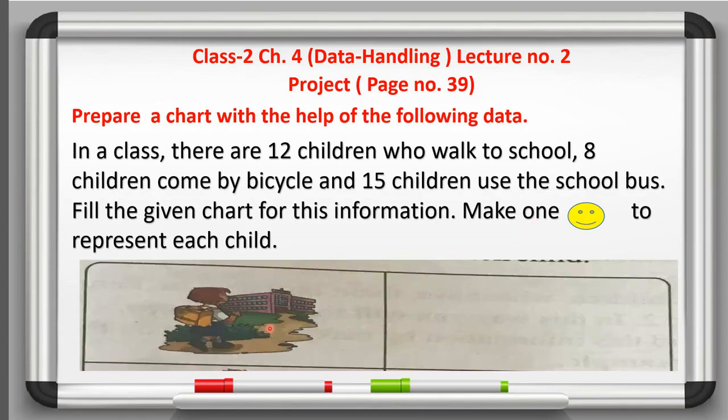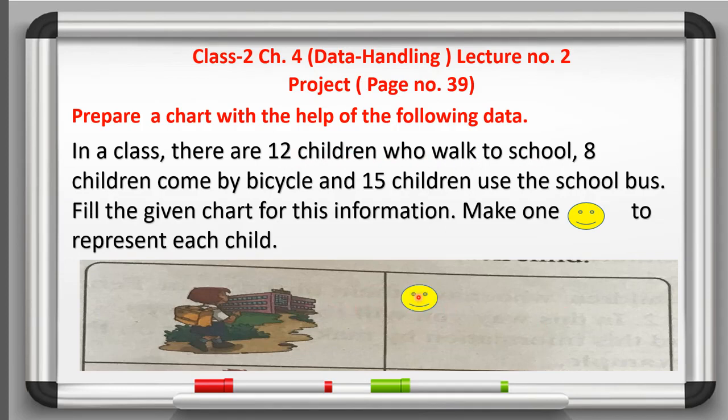Here you can see this is a girl and she is walking to school. है ना, स्कूल जाने के लिए ये पैदल जा रही है. So now we have to make smileys. How many? 12, because 12 children walk to school. Okay, so here we will make 12 smileys.